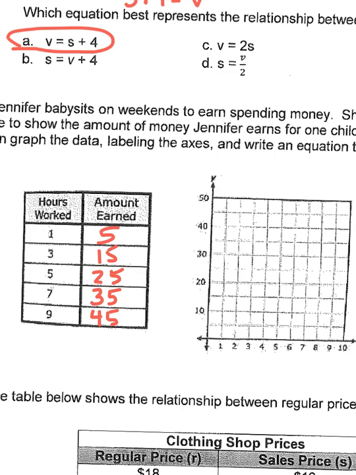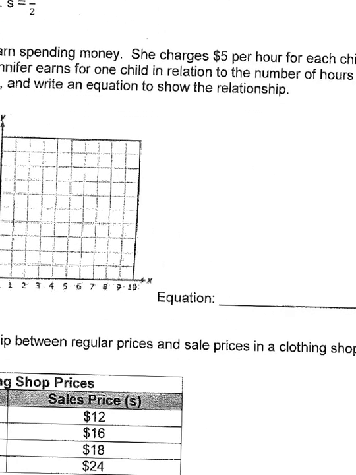And then it says to write an equation. I'm going to go ahead and do that while we're looking at the table. So if this is our x and this is our y, we're multiplying by 5. So x times 5 equals y. And the standard form to write it algebraically would be y equals 5x. So let's go over there. We'll get this part over with.